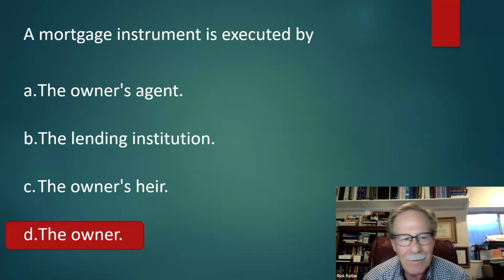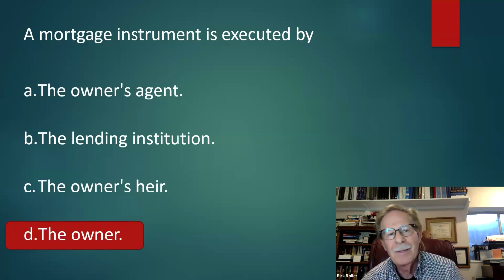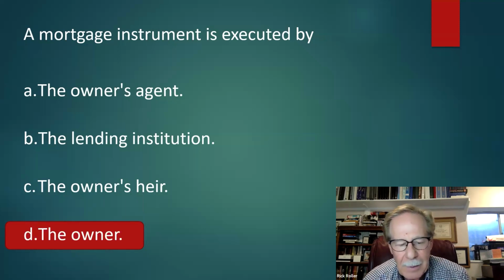And they're agreeing to it and they're supplying the money, but you have the obligation to pay, and it's not the owner's agent unless they have a power of attorney, which wasn't discussed. The only one you can go with here is the owner. And that would be the correct answer.